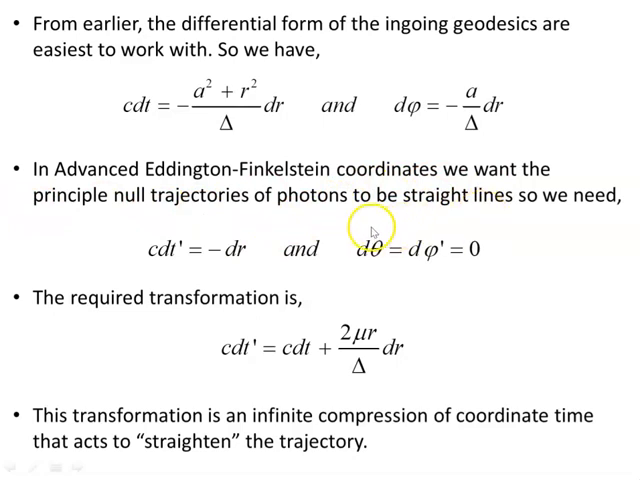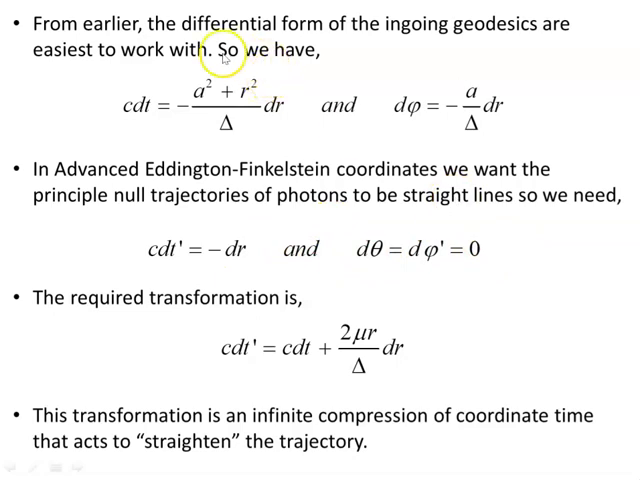So we seek a transformation of the form that c dt dash is equal to minus dr. Now, at the moment, we have c dt is this object here, but this is definitely not linear looking, whereas this is very linear looking. If you look at this, dr on dt dash is equal to minus c, which is what we want. We want photons going in, crossing the two coordinate singularities, the two event horizons, and continuing on. We also seek d theta and d phi dash to be 0.